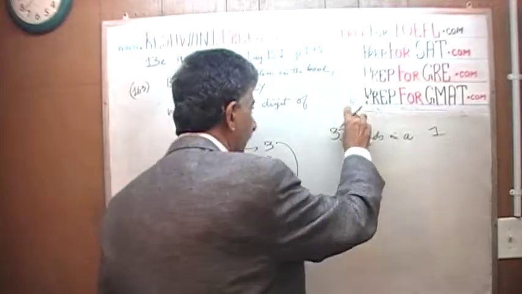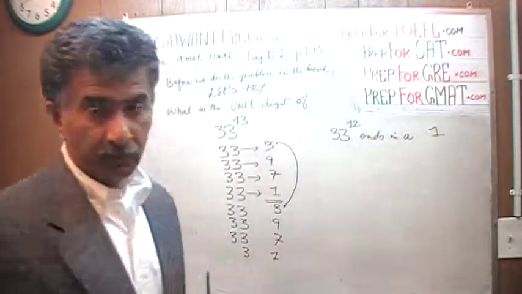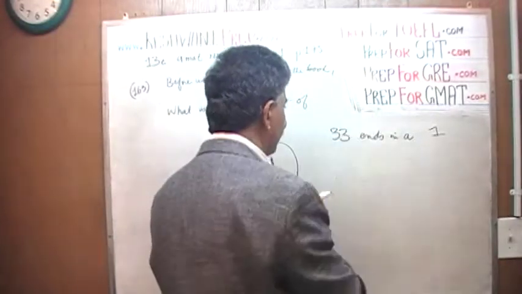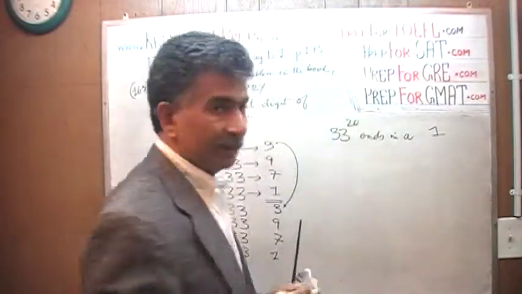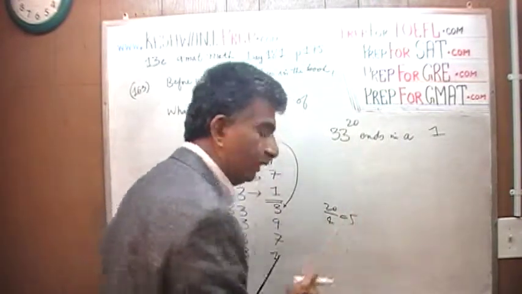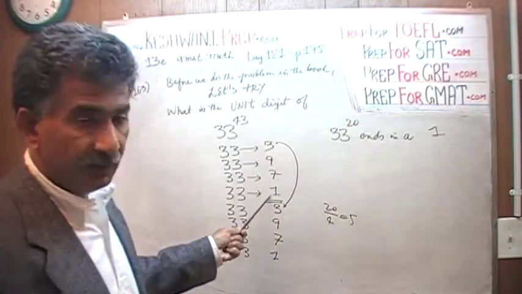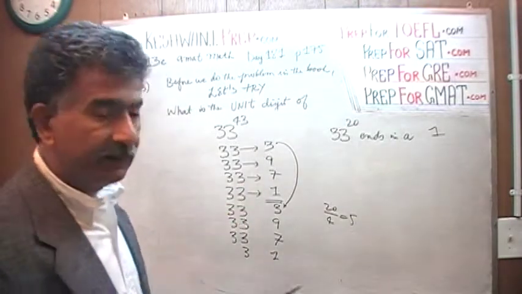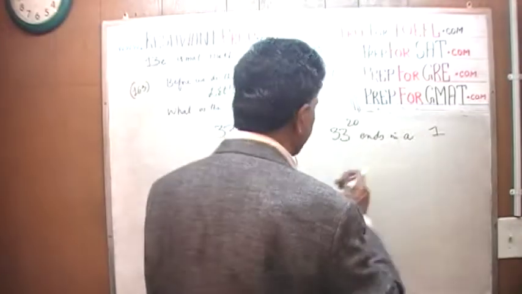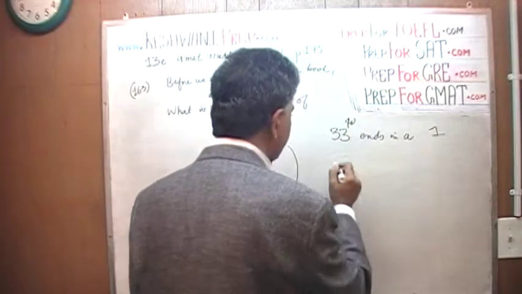33 raised to 12 will also end in a 1. That will be the completion of the third cycle. 33 raised to 20: 20 divided by 4 is 5. So now we have 5 complete cycles. And as long as the cycle is complete, this is the end of the cycle. The cycle is 3, 9, 7, 1. That's the cycle, and therefore it will end in a 1 again. 33 raised to 40 will end in a 1.